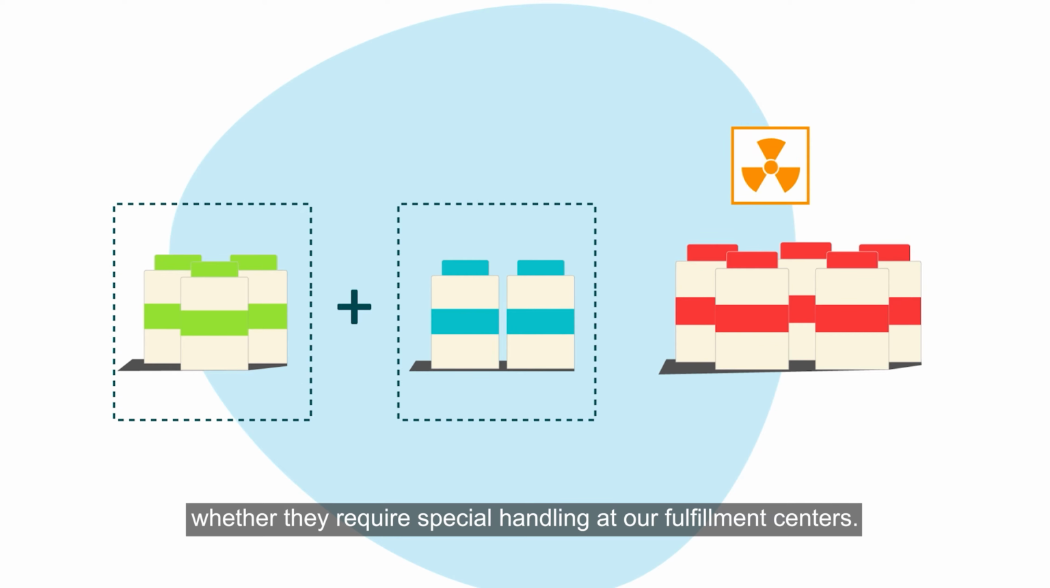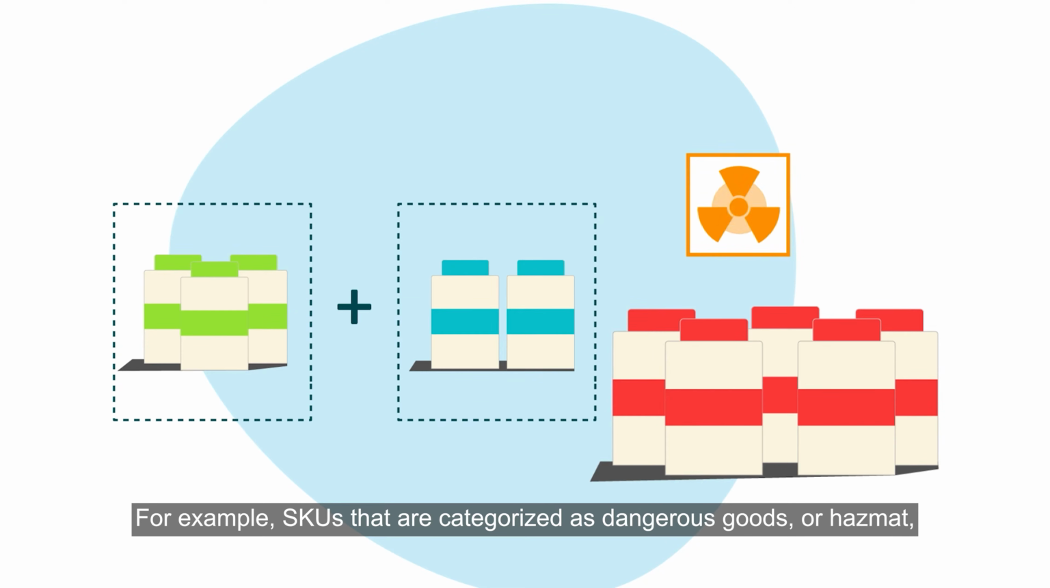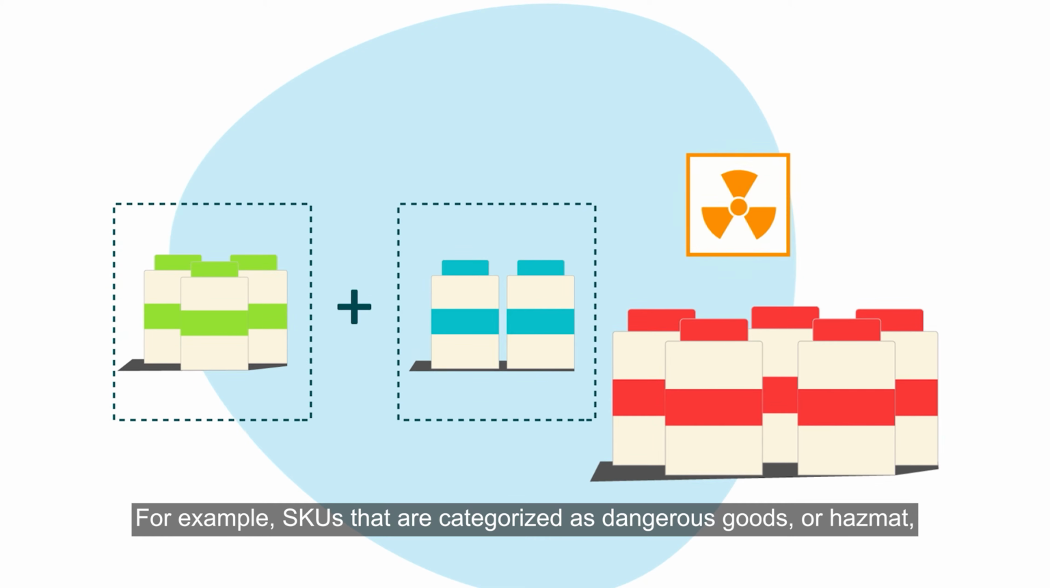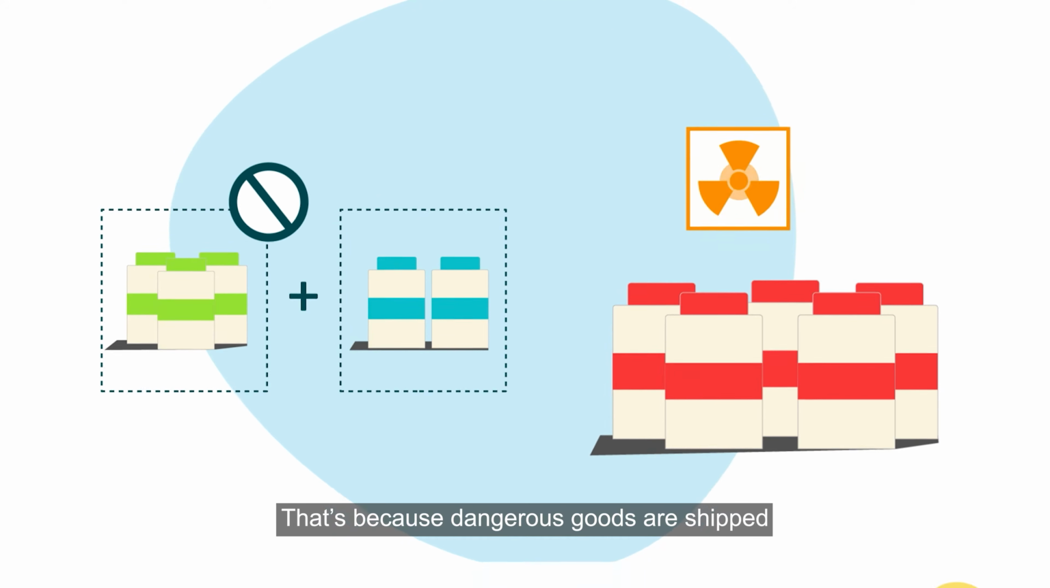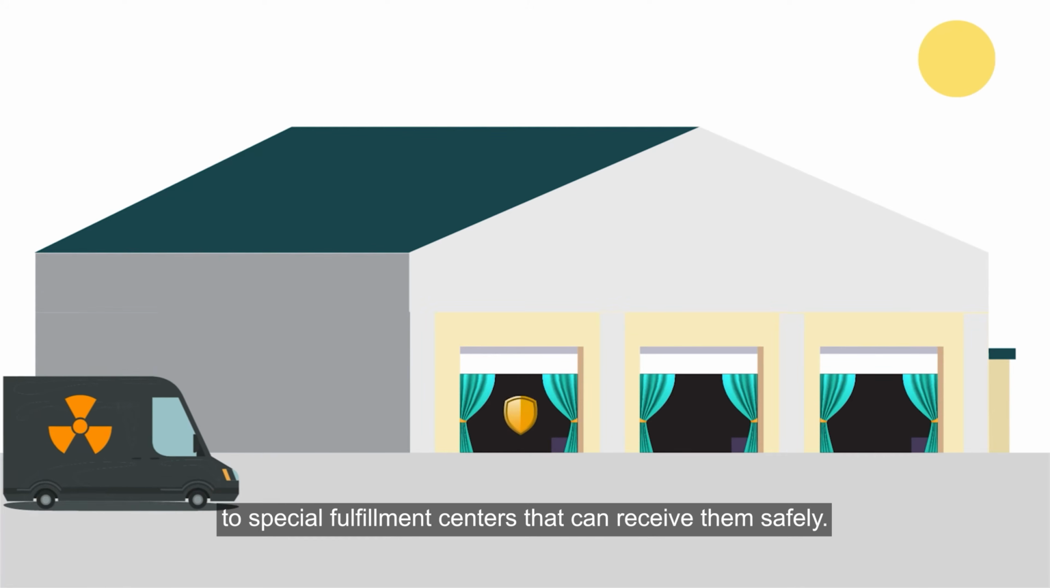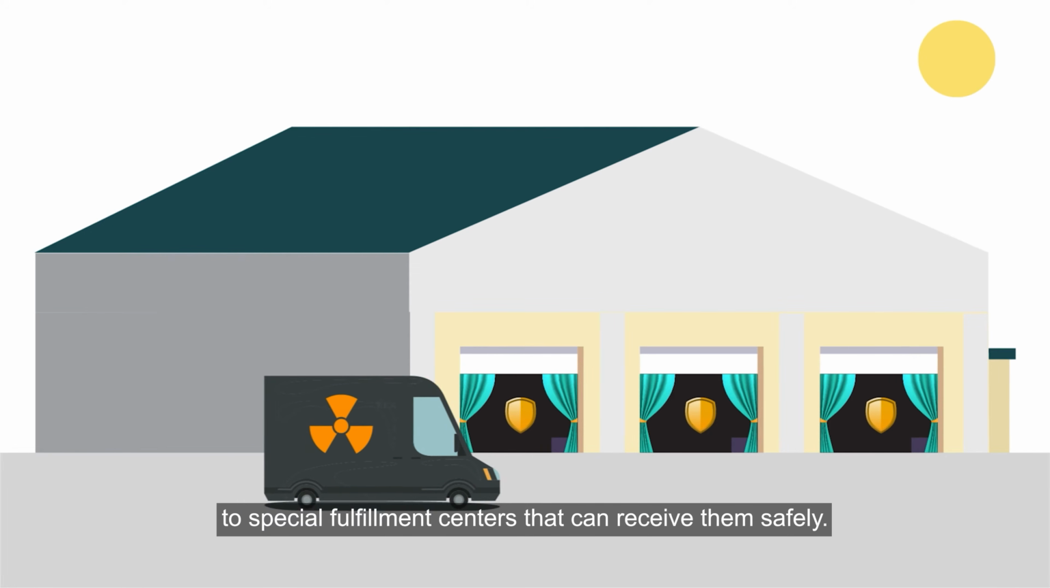based on whether they require special handling at our fulfillment centers. For example, SKUs that are categorized as dangerous goods or hazmat can't be packed with other SKUs. That's because dangerous goods are shipped to special fulfillment centers that can receive them safely.